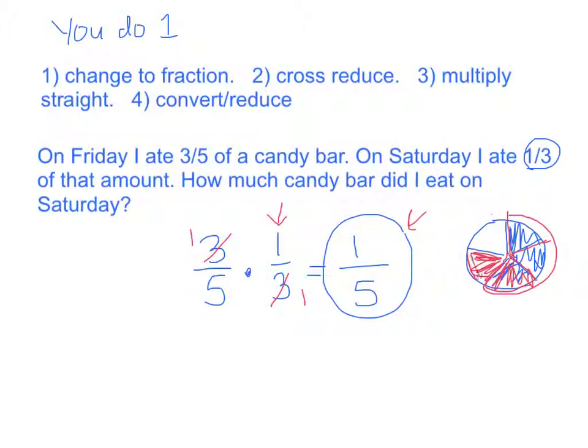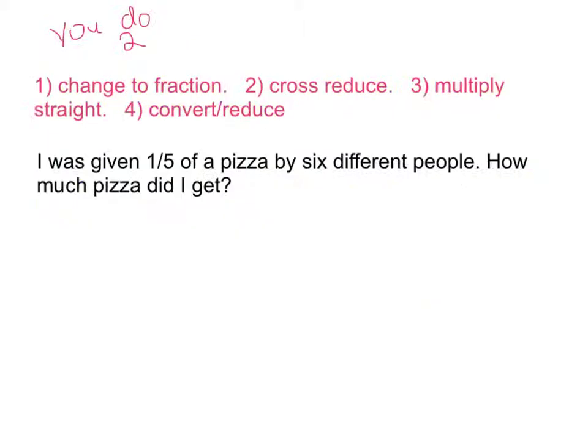Then you might have a question that says, well, how much is left? Or how much did I eat the rest of it the next day? How much is left? Look, there's only 1/5 of a piece of that left because I ate 3/5 on Friday and another 1/5 on Saturday. So there's only 1/5 left. So if you get a question like that, that's what that is. But your answer was 1/5 of the candy bar. Okay, and the final you do problem. Make sure you copy this down in your notes as well.